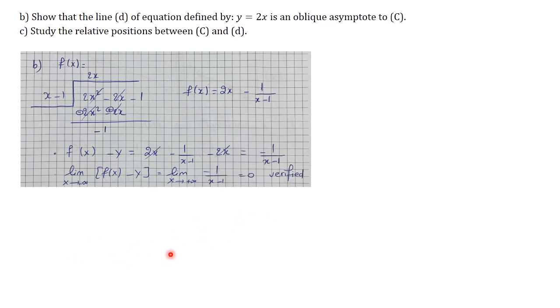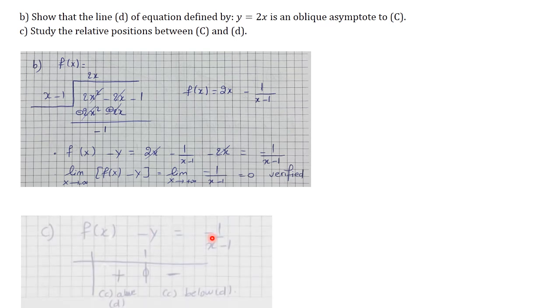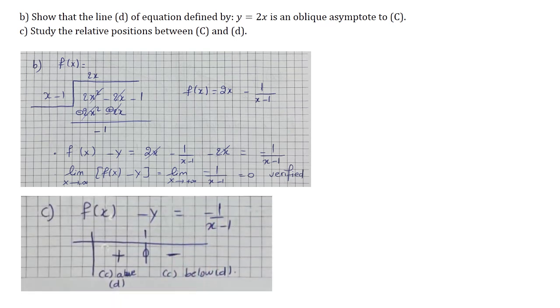Now the question which is always followed by the oblique asymptote is the relative position. So f of x minus y is minus 1 over x minus 1. We put it equal to 0, so we have x equals 1. Opposite sign, because here we have minus, so it's plus minus. Between minus infinity and 1, C is above D. Between 1 and plus infinity, C is below.